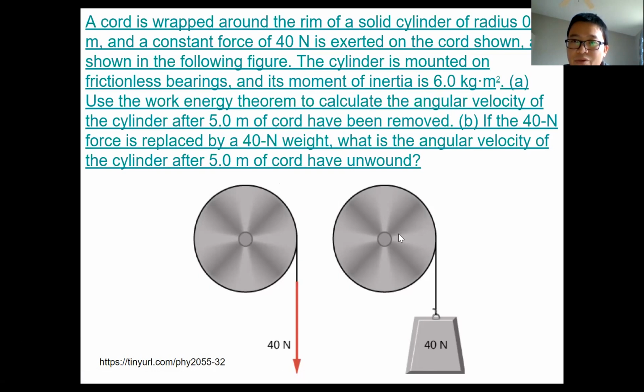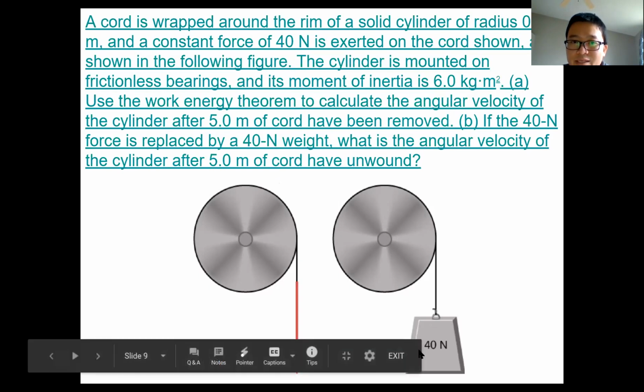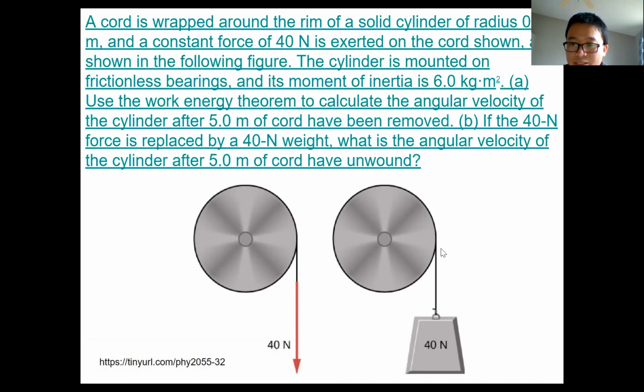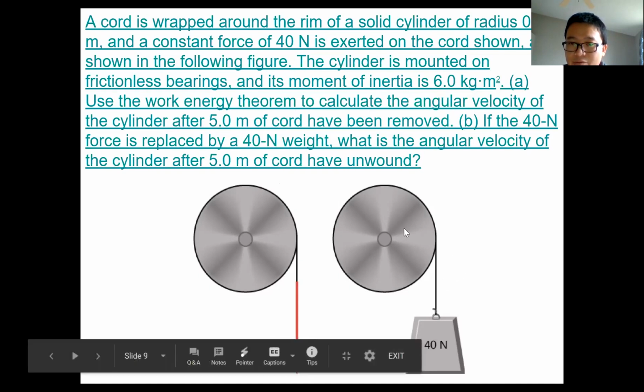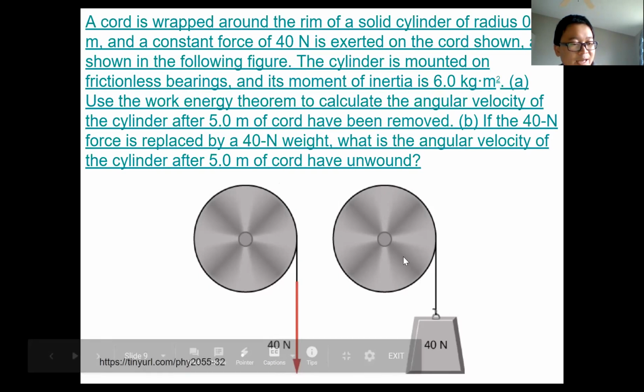Okay, and then in part B, say if this is then replaced by a 40 Newton weight, what's the angular velocity? So in this case, you'll be doing what we did last time. You will apply conservation of energy. Okay, so linear energy and then rotational energy. One of the examples we went through last time is about that.